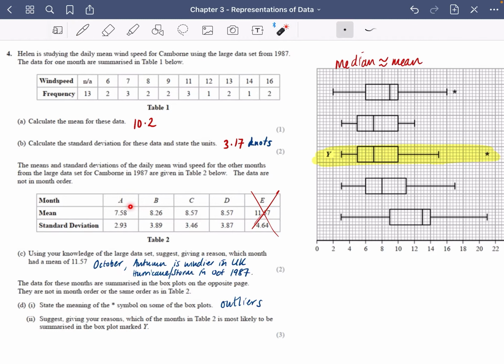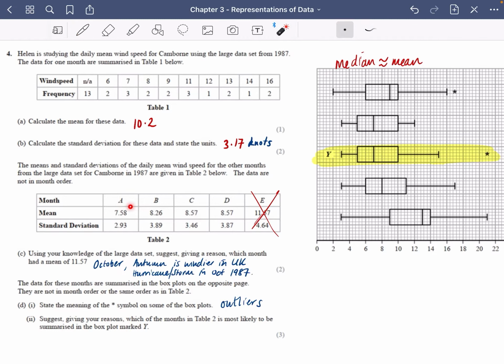So let's just see how they said this in the mark scheme. Obviously I did these ones on the calculator, but you do get a mark for it being not October, because it's windier in the autumn, or it's the month of the hurricane, or it's the latest month in the year. We've got outliers, and here we've got Y has a low median, so we'd expect a lowish mean. So Y has a big range or interquartile spread, so we'd expect a larger standard deviation, suggesting B.